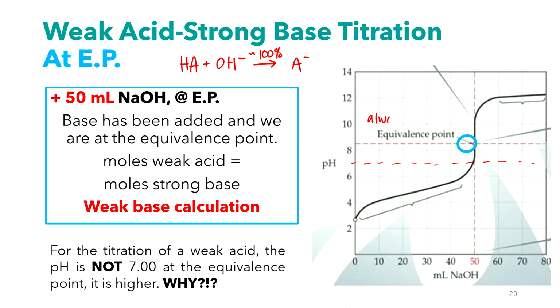So always pH greater than 7 for this type of titration, because we didn't make water. We are just sitting here generating a bunch of conjugate base, and therefore it's going to be basic. We made a bunch of A minus. That A minus is a weak base. We should see that in the pH.